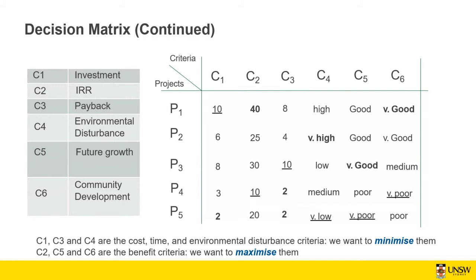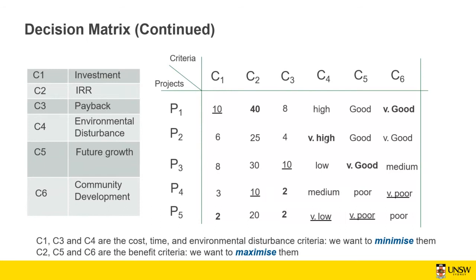Okay, we got a question here. If C4 should be minimized, why is very high preferred in the C4 column? So let's have a look. C4, which is environmental disturbance, you want to minimize it. So then the very low should be preferred and very high shouldn't be preferred.